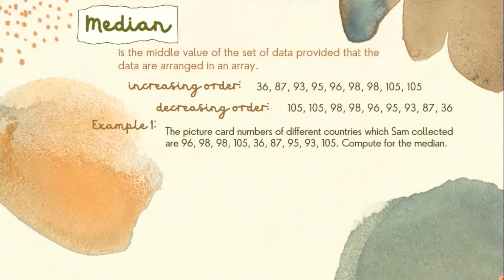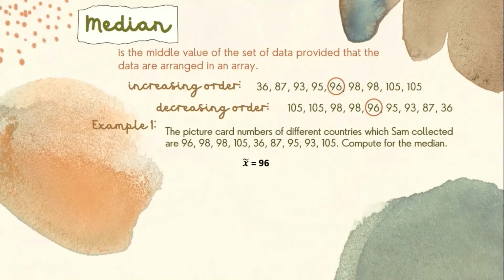Once you're able to arrange the data in either increasing or decreasing order, hindi naman kailangan na dalawang beses mo siyang i-arrange, whichever is preferable for you, increasing or decreasing. You can now identify the median of the set of data. In the set of data, wherein the total number of frequency is 9, kitang-kita agad natin na ang median ay 96. Ito yung ating fifth data. Ito yung nasa gitna. Therefore, in the set of data, our median is 96.